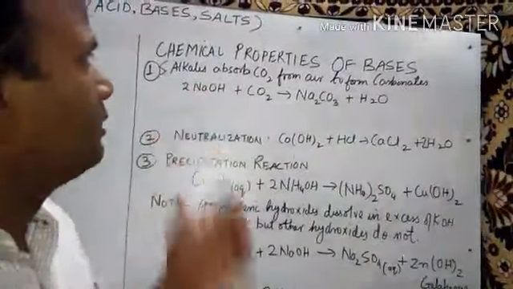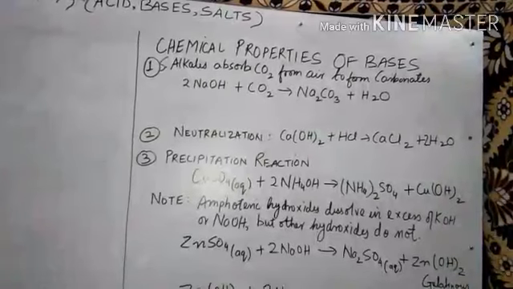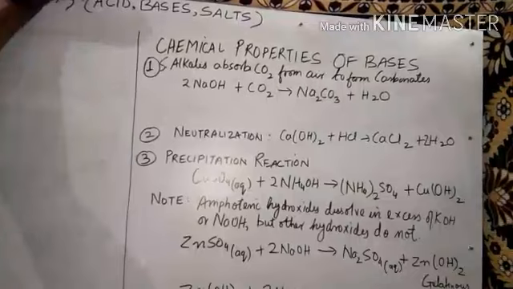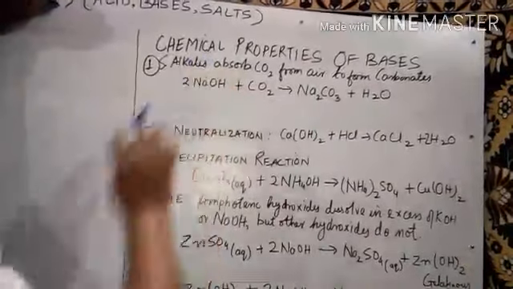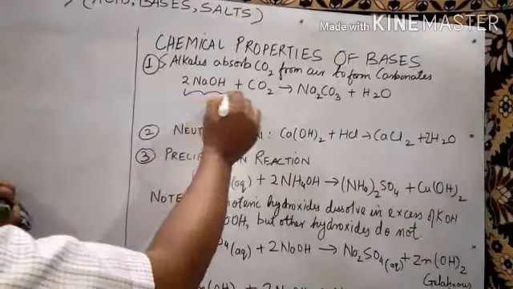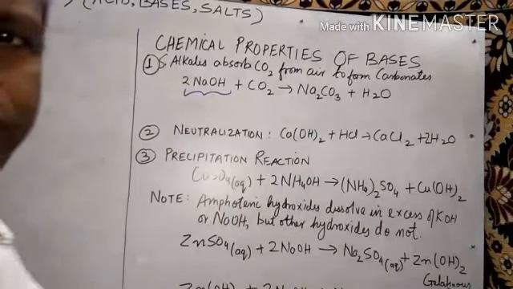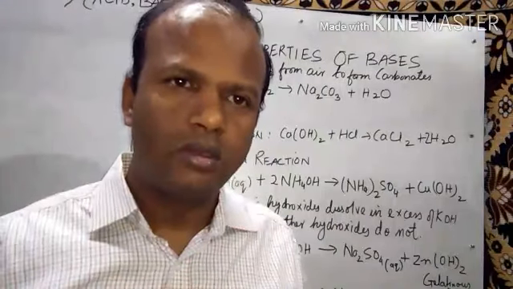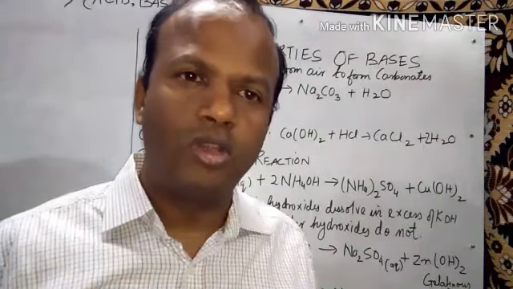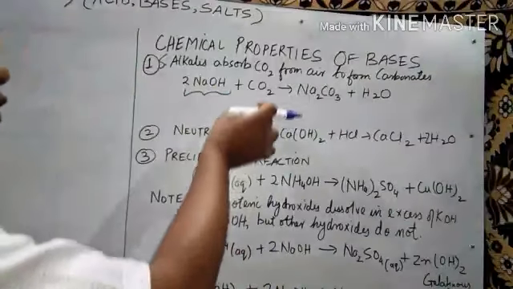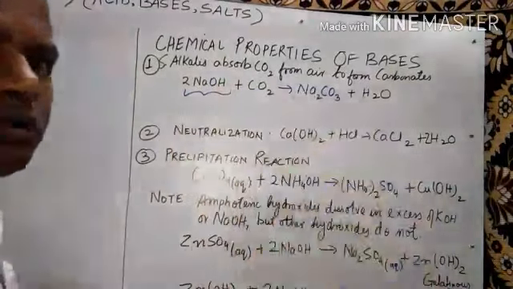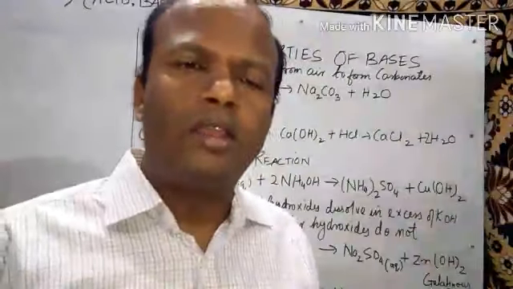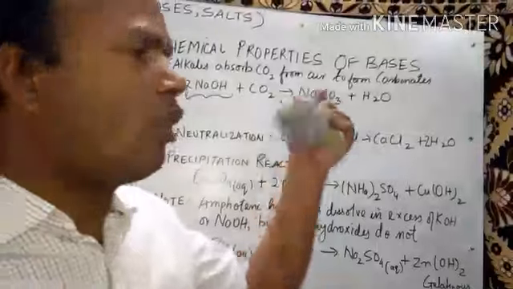Now, alkalis absorb CO2 from air to form carbonates. What does it mean? It means that when we have alkalis, basically strong alkalis. What are strong alkalis? The alkalis of sodium and potassium, they are the strong ones, right? And calcium and ammonium, they are weaker ones. So when they are placed in contact with the atmosphere, the air has CO2, so they react with the CO2 of the air and form carbonates.